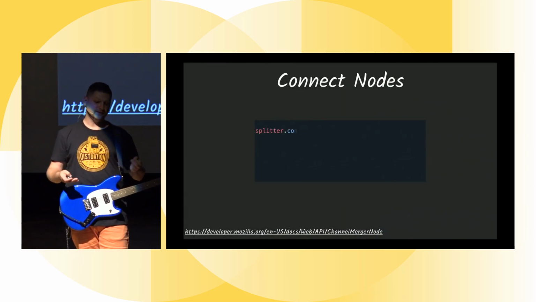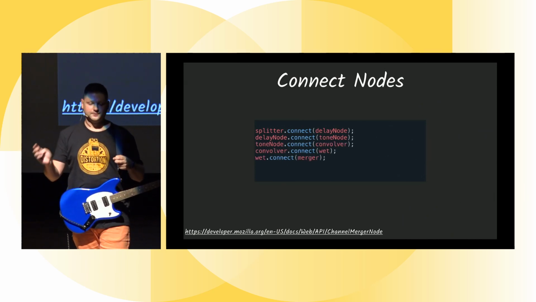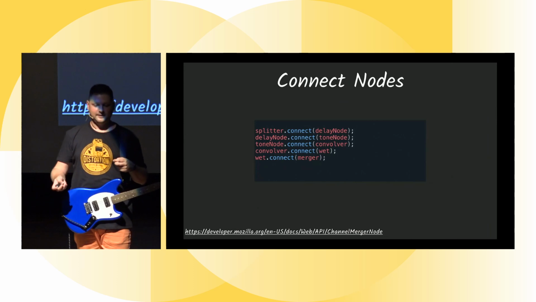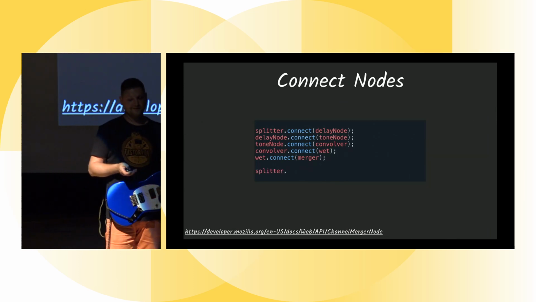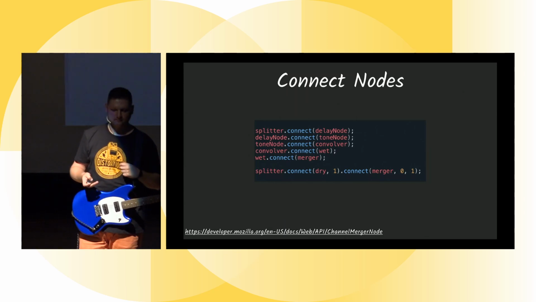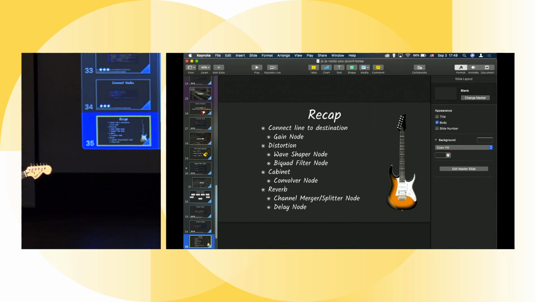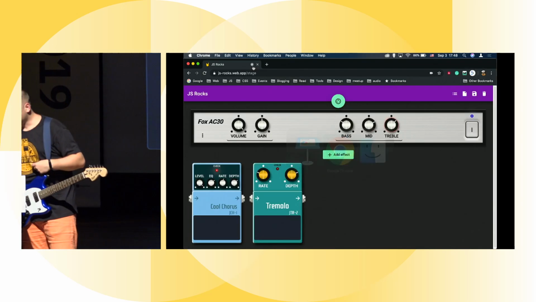After that, we need to connect them: splitter to delay, delay to tone, tone to convolver, convolver to wet, and back to merger. And on the second line, we connect dry and back to merger. Okay, let's show how the reverberation changes the sound.